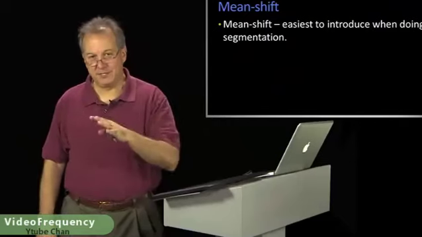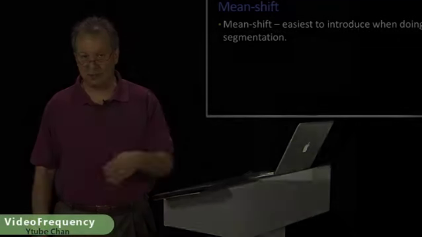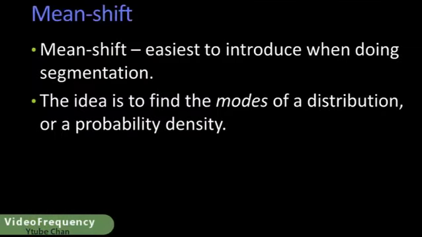And then at the end, I'm going to talk about some issues that show up in tracking, no matter how you're doing it. It's sort of outside of the main tracking conversation, and yet if you don't deal with those issues, nothing works. Mean shift is a method that's easiest to introduce when we do segmentation. The idea in mean shift is to find the modes of a distribution or of a probability density. So remember, the modes are sort of the peaked areas.